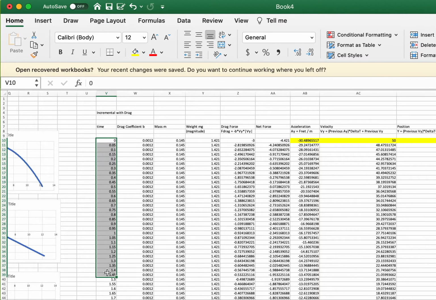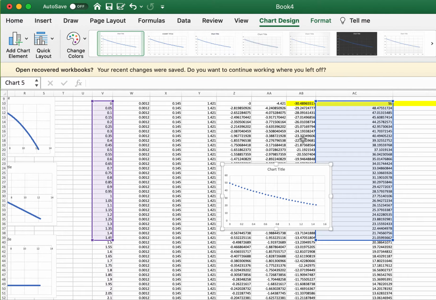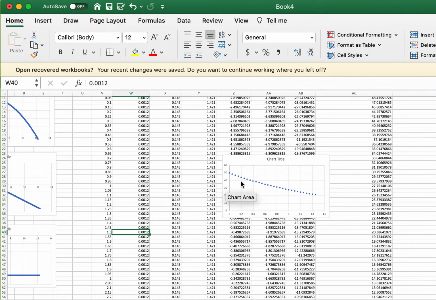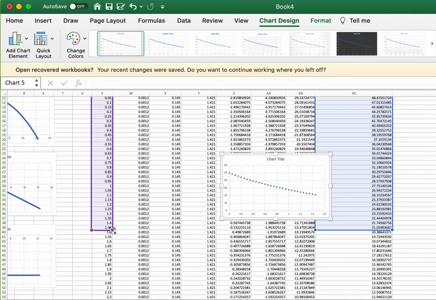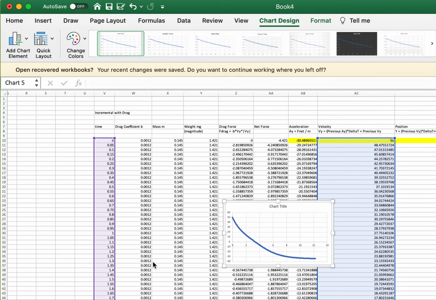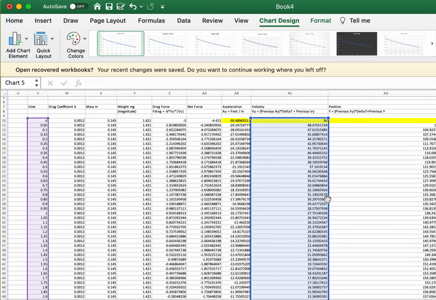Alright, let's do time with velocity now. Alright, a similar graph to what we would have expected. But it's not exactly a straight line, is it? And wow, look at that.